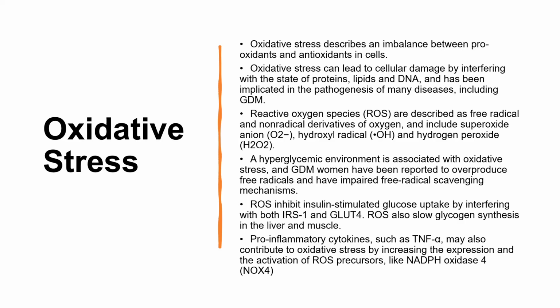Reactive oxygen species, or ROS, are described as free radicals and non-radical derivatives of oxygen and include superoxide anion, hydroxyl radical, and hydrogen peroxide. A hyperglycemic environment is associated with oxidative stress, and GDM women have been reported to overproduce free radicals and have impaired free radical scavenging mechanisms. ROS inhibits insulin-stimulated glucose uptake by interfering with both IRS1 and GLUT4. ROS also slows glycogen synthesis in the liver and muscle.